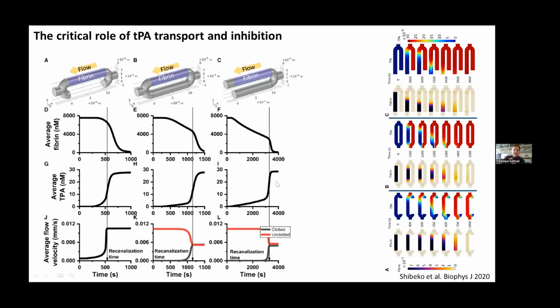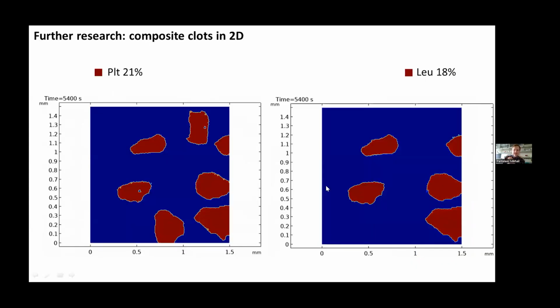We analyzed the effects of this in the presence of flow, and for permeable clots, the role of PAI-1 is very low. And this is just some further development of that study, where you can see lysis of two-dimensional clots composed not only of fibrin, but also of platelets and leukocytes.